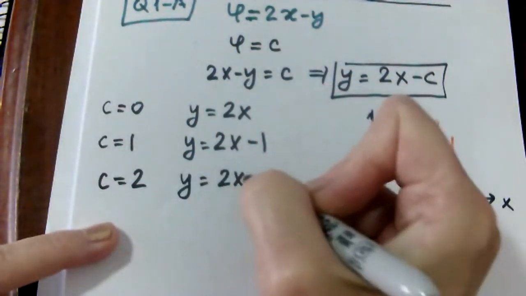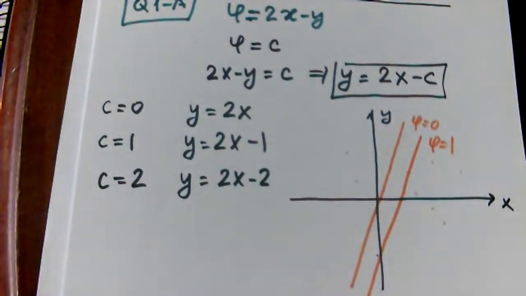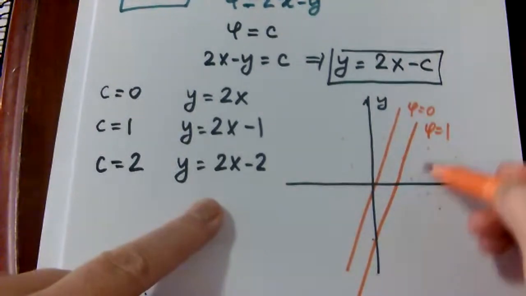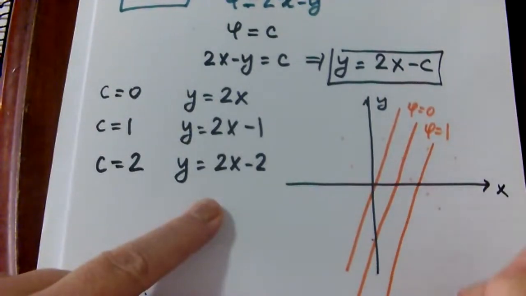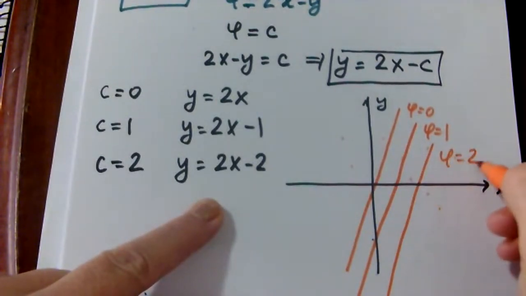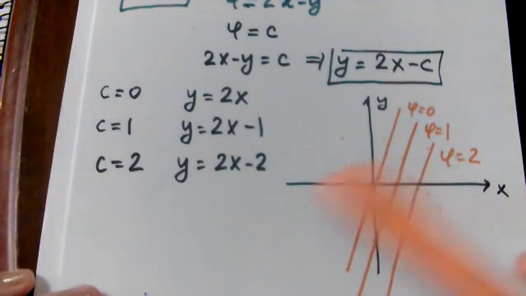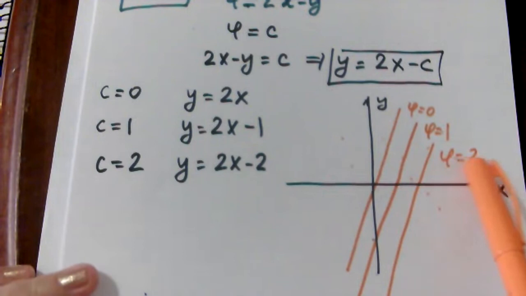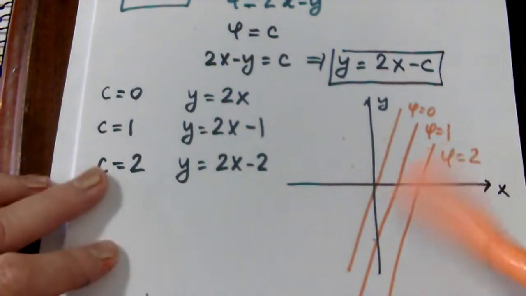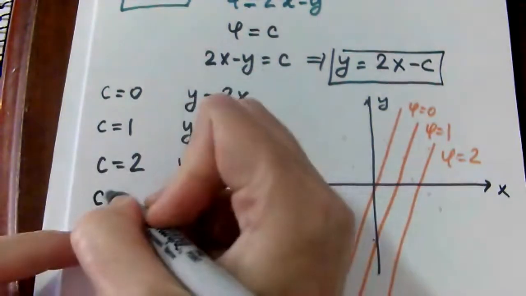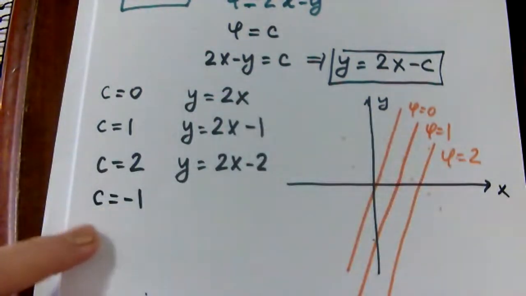So y is equal to x minus 2. We have another straight line which gets shifted even further down by 1 more unit. And this one corresponds to phi is equal to 2. So you already have the idea that if you increase the value of the function, which is c, your level curves move further and further down. But it's a good idea to consider some negative c.